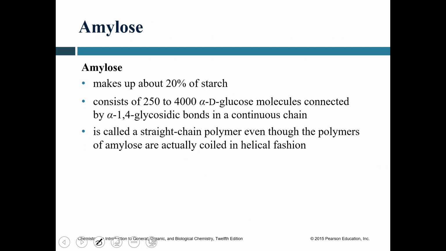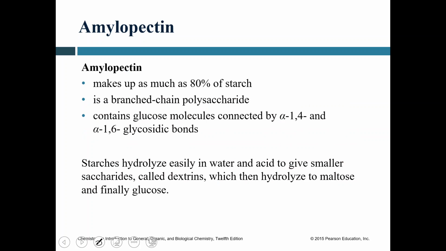It makes up about 20% of it, and it consists of 250 to 4,000 alpha-D-glucose molecules that are connected by alpha-1,4 glycosidic bonds, forming a continuous chain. Amylose is called a straight-chain polymer, even though the polymers are coiled in a helical fashion, but they're coiled as a single chain. Amylopectin makes up as much as 80% of starch. It's a branched chain, and the glucose molecules in amylopectin are connected by alpha-1,4 and alpha-1,6 glycosidic bonds.